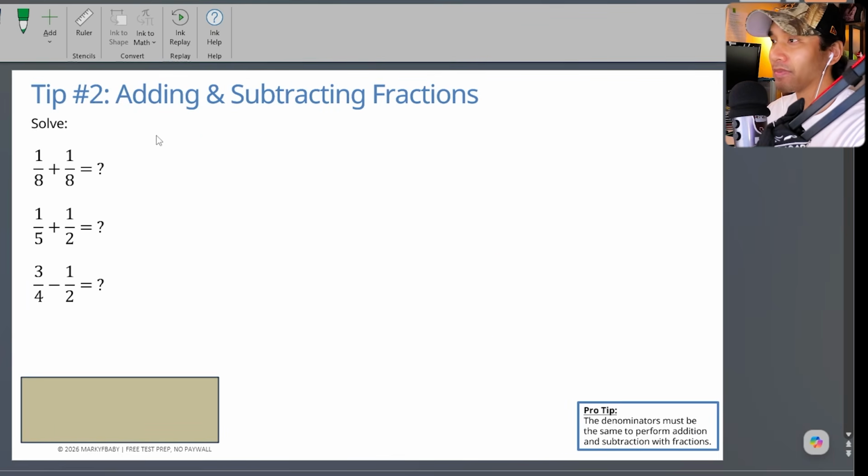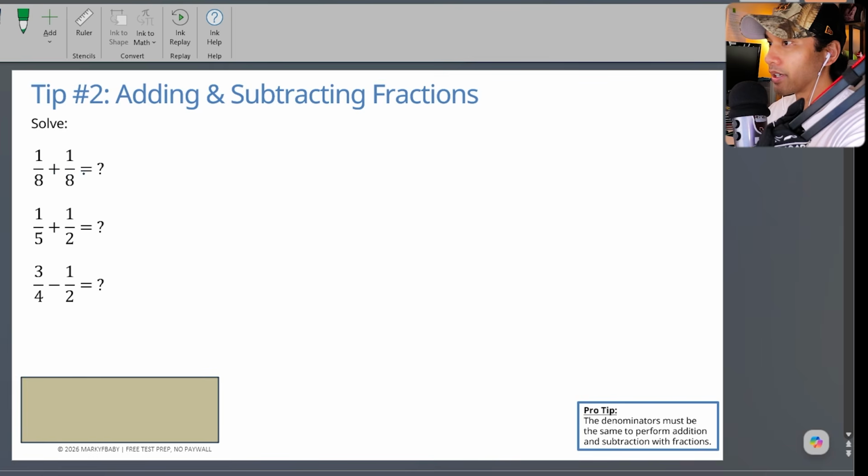Tip number 2, adding and subtracting fractions. Solve 1/8 plus 1/8 equals, 1/5 plus 1/2 equals, and 3/4 minus 1/2 equals. Now, the thing about adding and subtracting fractions is, in my opinion, it's a little bit more difficult than multiplying and dividing fractions, because there's one rule that is crucial to solving this problem. And that is the denominators need to be the same, okay?